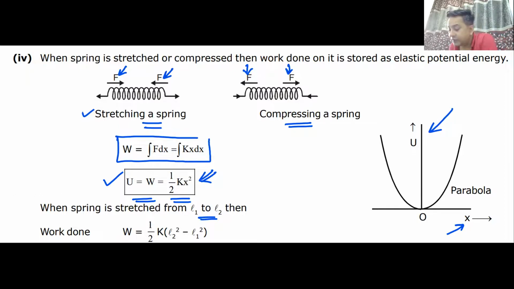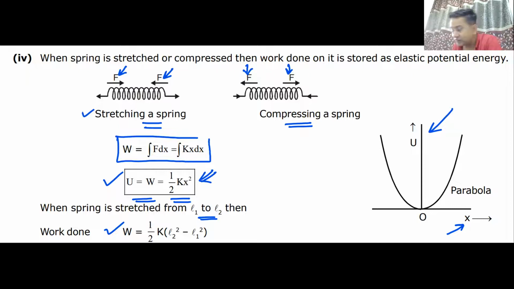If I stretch the spring from L1 to L2, in position L1 the potential energy will be half k x L1 square. In position L2, it will be half k x L2 square. You can find out the work done as final energy minus initial energy. This is how you can find out how much work has been done to stretch the spring from L1 to L2. Do we understand this?